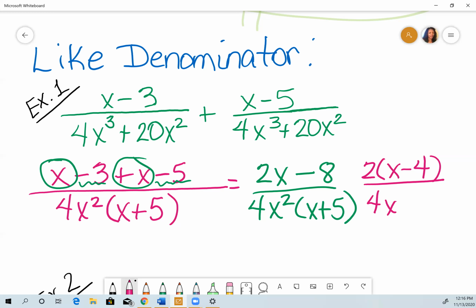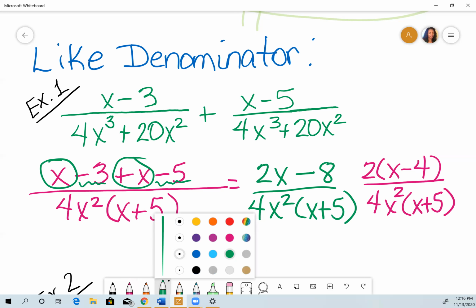So whatever's on the outside, I'm dividing both terms by. What's left over goes on the inside of my parentheses. So what's in the set of parentheses is all together. So x minus 4 is one expression, and so is x plus 5. So I cannot take out one x here and one x here. Some people try to do that. You can't do that. I can, however, do that for what's on the outside.